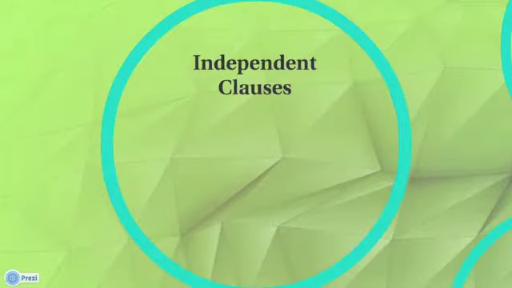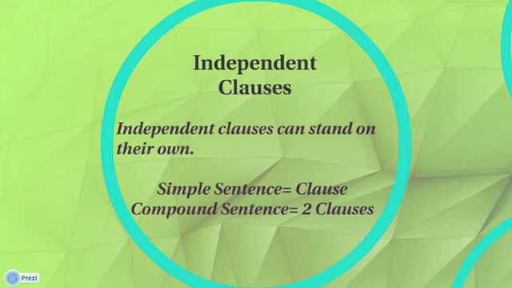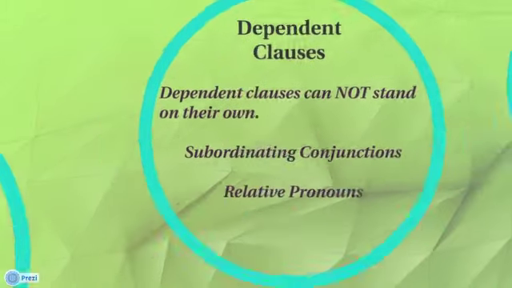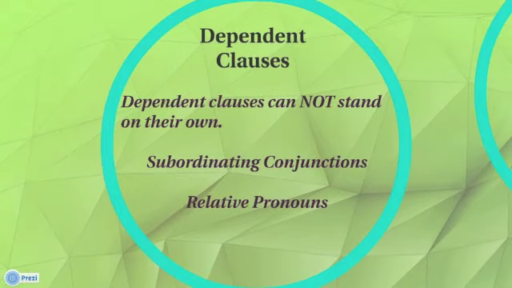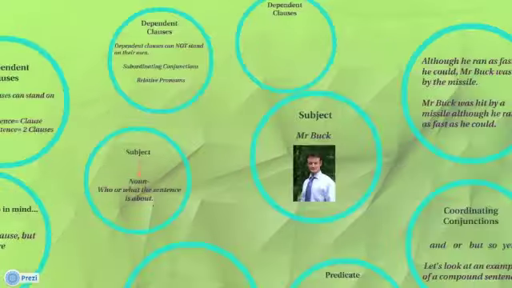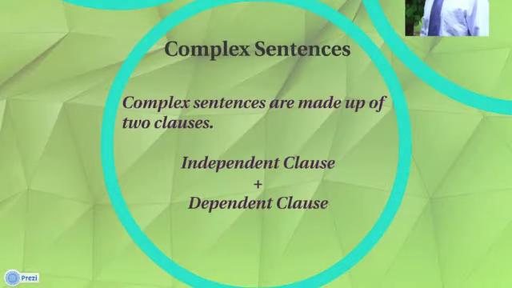For example, we have independent clauses. Independent clauses are just that. Independent clauses can stand on their own. A simple sentence is an independent clause, and a compound sentence is two independent clauses joined together. But then we also have dependent clauses. Dependent clauses cannot stand on their own, and they are put together with subordinating conjunctions or relative pronouns. Now, in order to make up a complex sentence, you have to have an independent clause and a dependent clause.